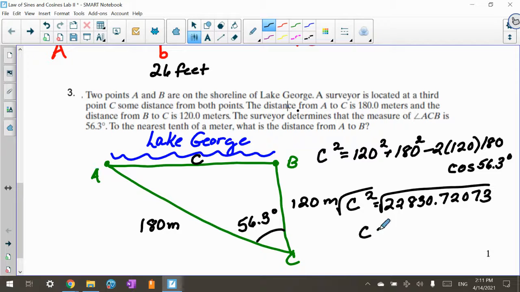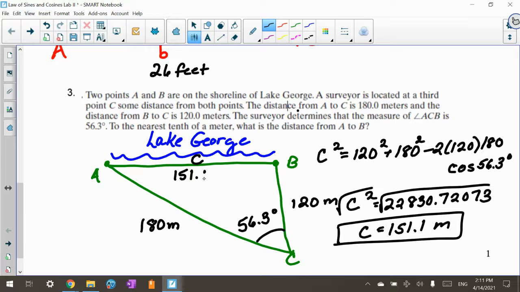And they want it to the nearest tenth, so I did 151.1 meters. So that's what it is across the shoreline. So this is 151.1 meters.